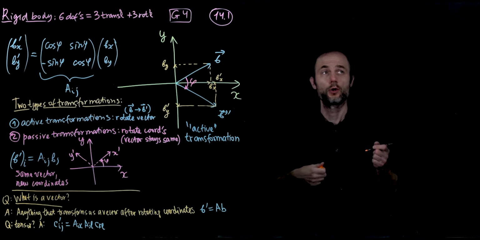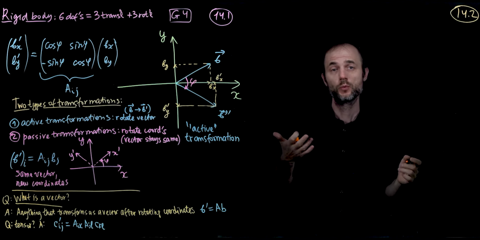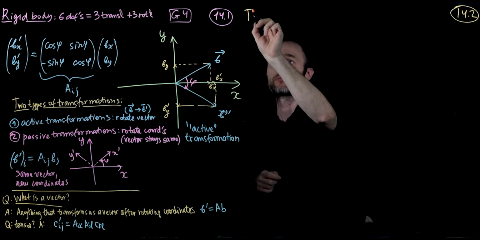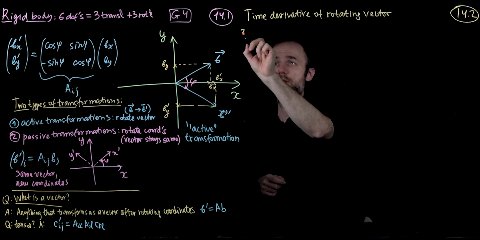Hello and welcome to part 2 of lecture 14. Let us figure out what is the time derivative of a rotating vector. And let's start with the 2D case first.